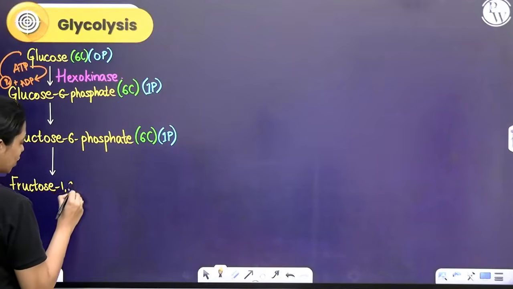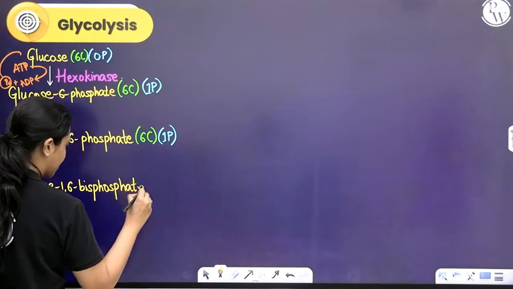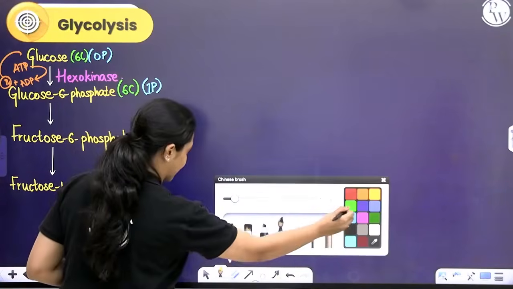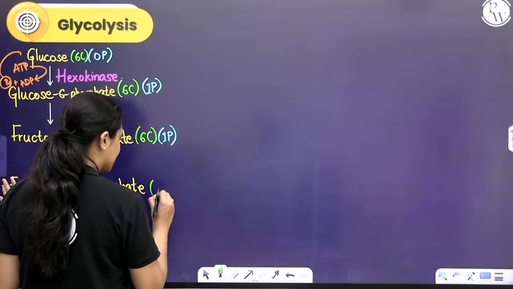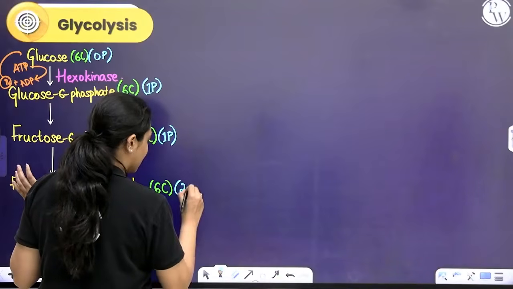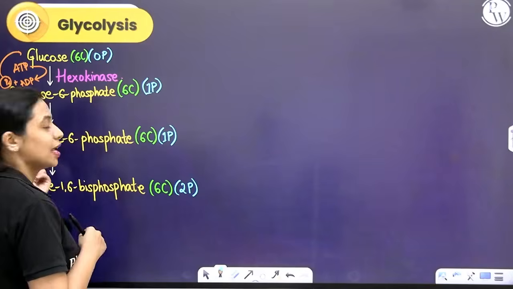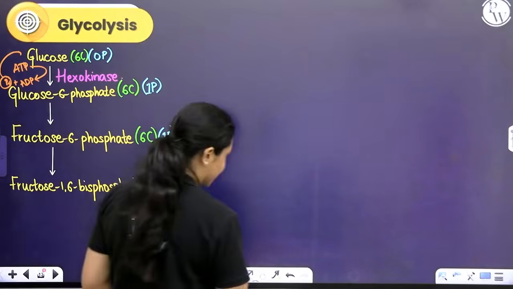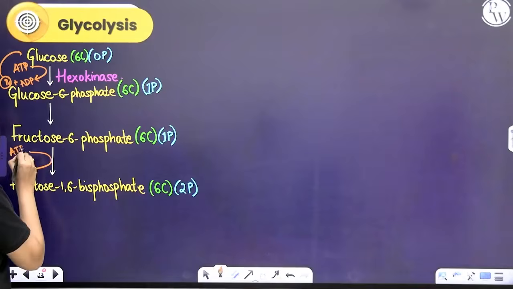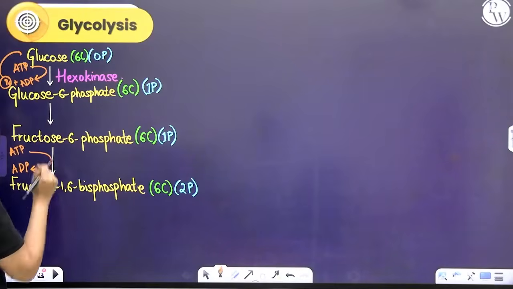fructose 1,6 bisphosphate. Bisphosphate means phosphate groups are attached to 2 different carbons. One is the 1st carbon, the second is the 6th carbon. So here with fructose, there is no change in the number of carbons. This will have 6 carbons, but now it has 2 phosphate groups, one attached to the 1st carbon, the other attached to the 6th carbon. There was only one on the 6th carbon. If a new phosphate is attached to the 1st carbon, where did that phosphate come from? Another molecule of ATP will get broken down here to ADP and inorganic phosphate, and that inorganic phosphate is attached to the 1st carbon of fructose, making it fructose 1,6 bisphosphate.